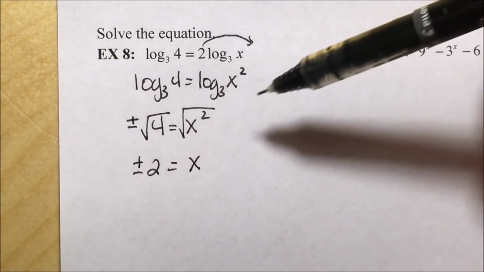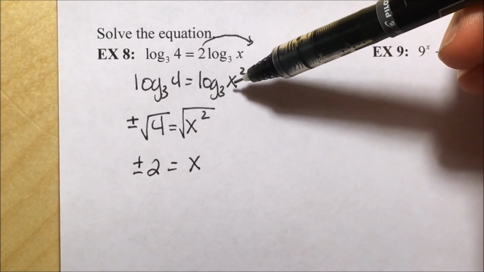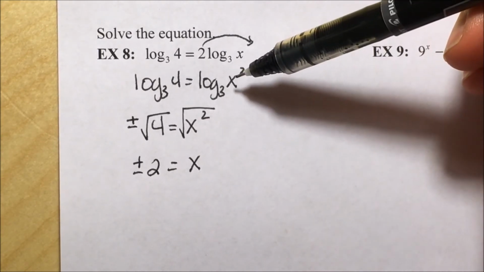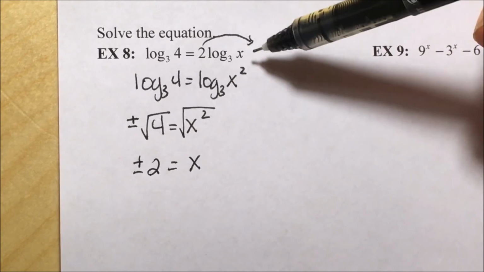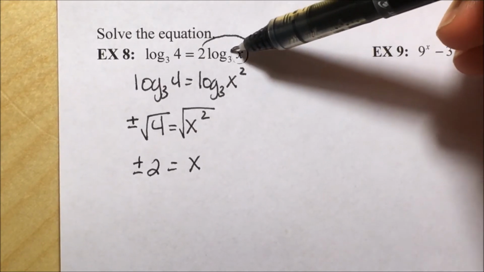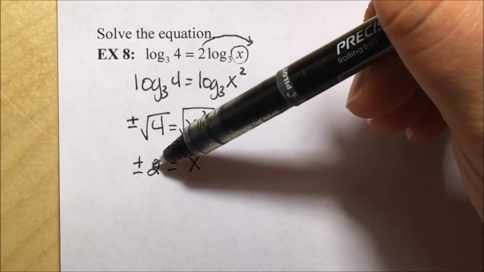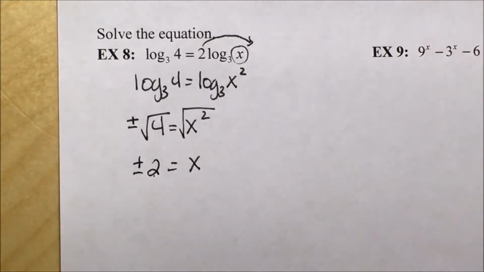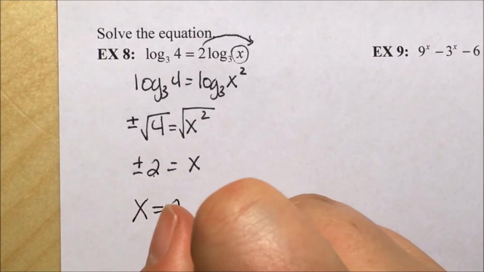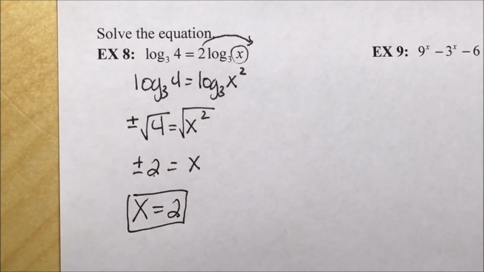but log inputs can only be positive. So go back and check what your input was in the original equation. Our original input was just x, so x can only be positive. That means our final answer is just x equals 2 because our domain can only be positive.